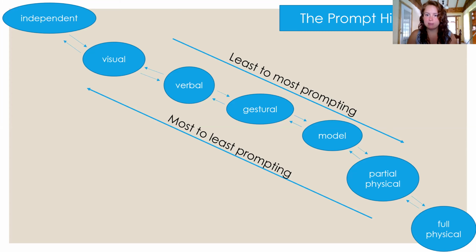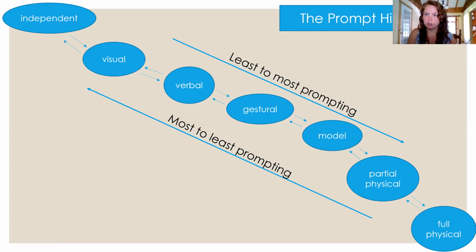The next less intrusive prompt is a partial physical prompt. So this is still going to be a physical or a touch prompt, but it's going to be less intrusive. You're not going to hand over hand. For the example of waving, you may now just have to hold the learner's wrist and they may wave, or maybe their forearm, and they'll complete the response. It's going to be less intrusive than a full physical prompt.